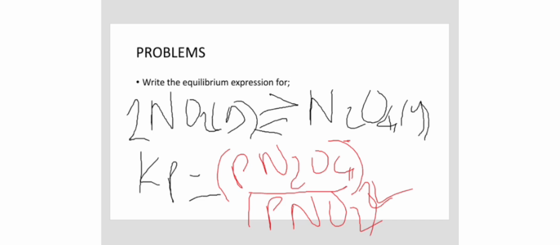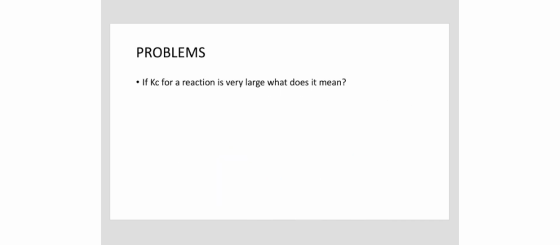Let's look at problem 2. Now this one is just to cement what we have talked about. So this one is, if Kc for a reaction is very large, what does it mean? So when Kc is large for a reaction, it means there are large amounts of products, and the reaction strongly favors products. So that's what we talked about.